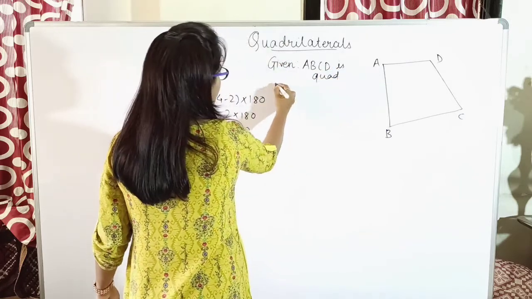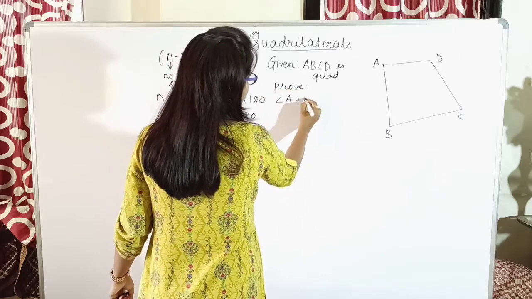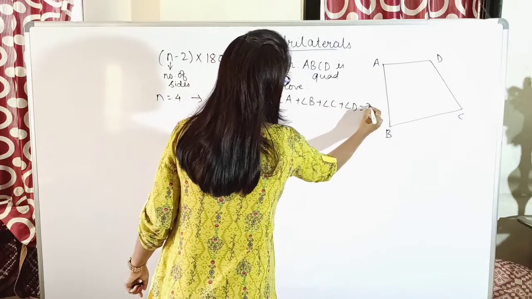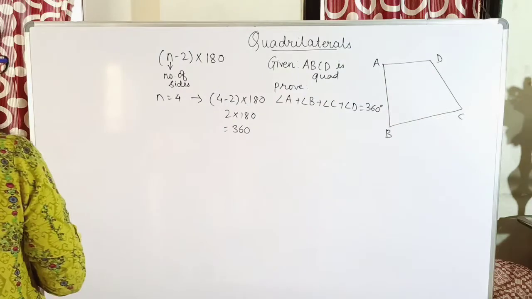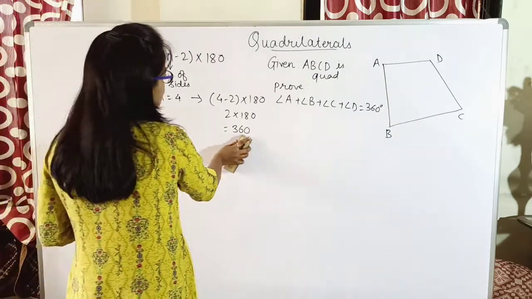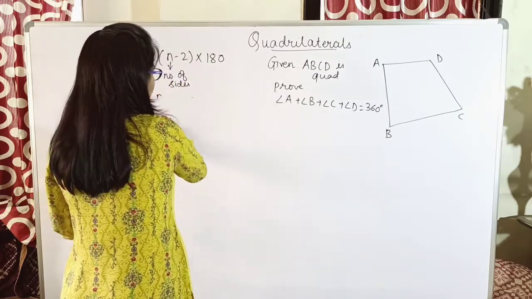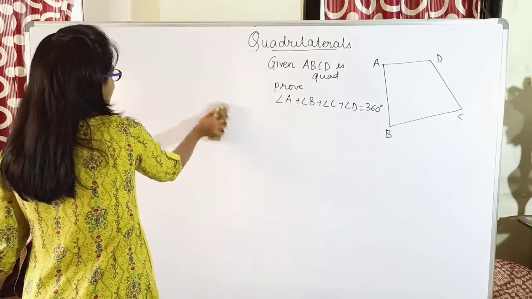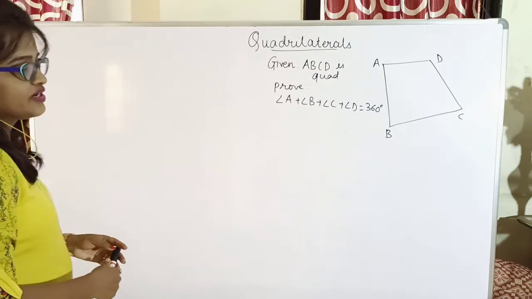I have to prove that angle A plus angle B plus angle C plus angle D is equal to 360 degrees, isn't it? Yes. So what can be done, or how do we prove that the sum of four angles is 360? Can we make use of any property or theorem which we have learned previously? Yes, without that you cannot prove. Definitely you have to make use of any one of the properties, isn't it?